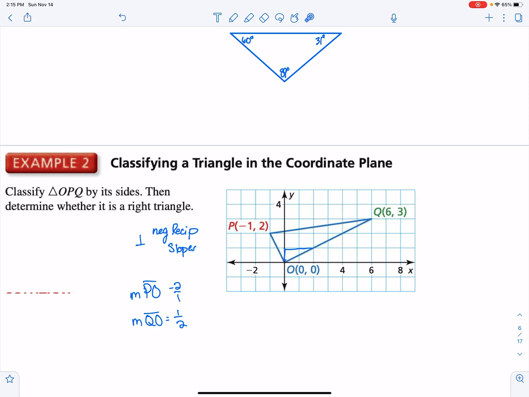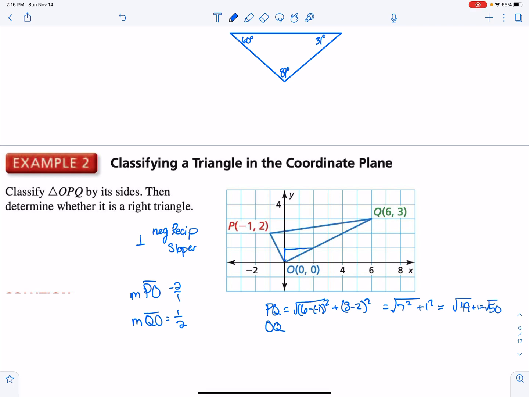The next thing I want to do is the distance formula real quick, just to make sure that it's not an isosceles right, because it appears almost that PQ could be equal to OQ. So I'm going to run the distance formula really quick on those just to be certain. PQ, let's do that one first. 6 minus negative 1, and we have to square that, plus 3 minus 2 squared. 6 minus negative 1 is 7 squared, plus 1 squared. So we get the square root of 49 plus 1, which is 50. So that's what we get for that one.